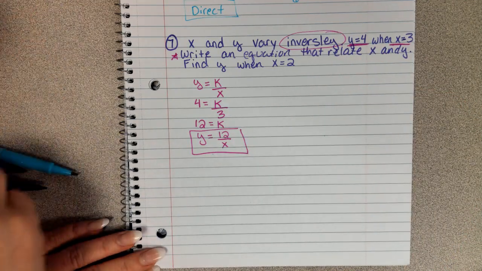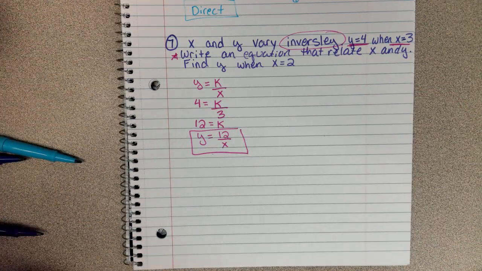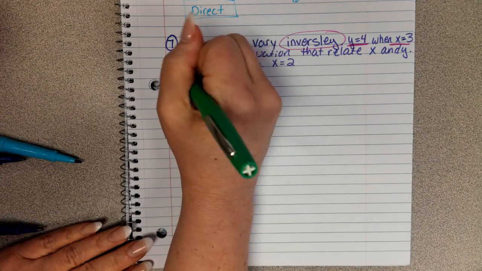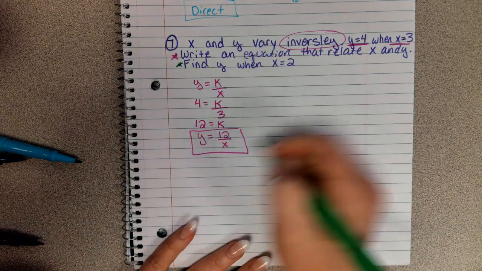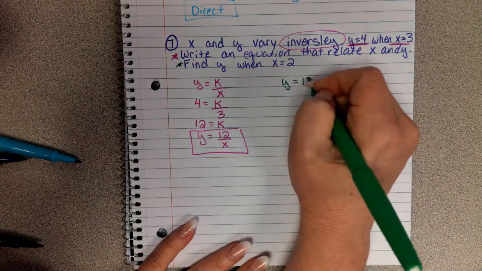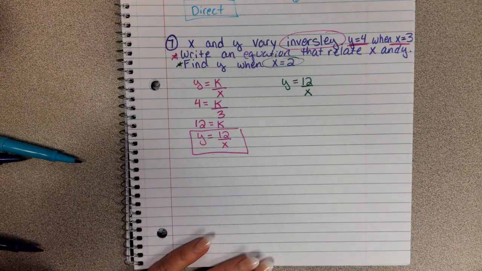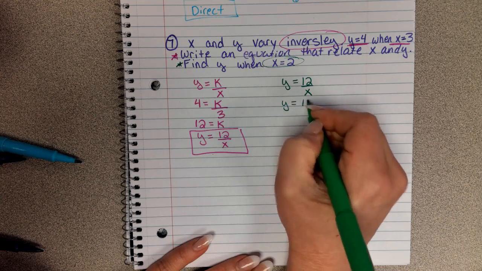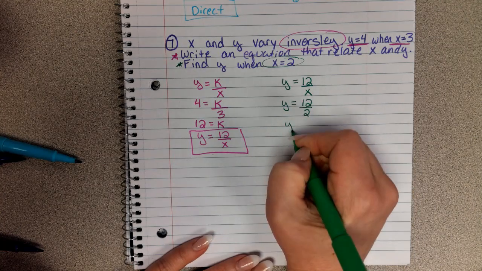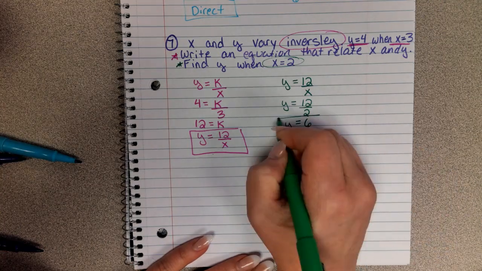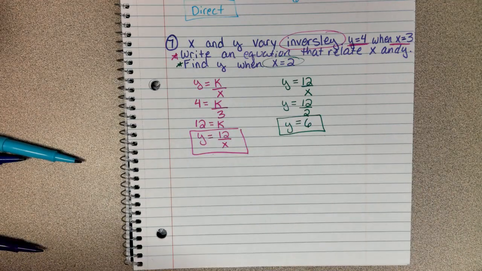The second thing they'll ask you to do is to find a value. So they've asked me to find y when x is 2. So I have an equation. The equation is y equals 12 over x. They just told me x is 2. So that means y equals 12 over 2. So y must be equal to 6. And that's the answer to the second thing that they asked me to do, right? So if x is 2, y has to be 6.